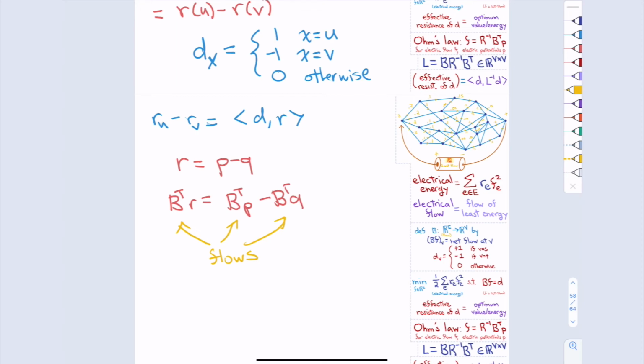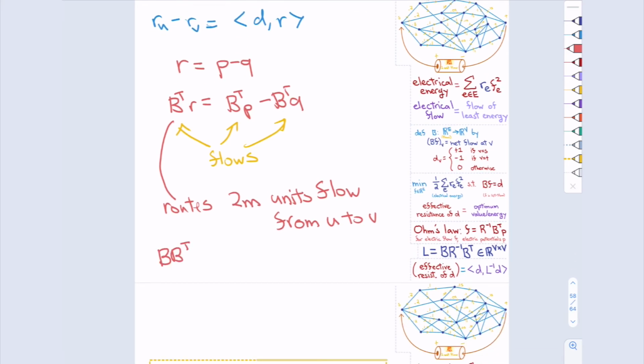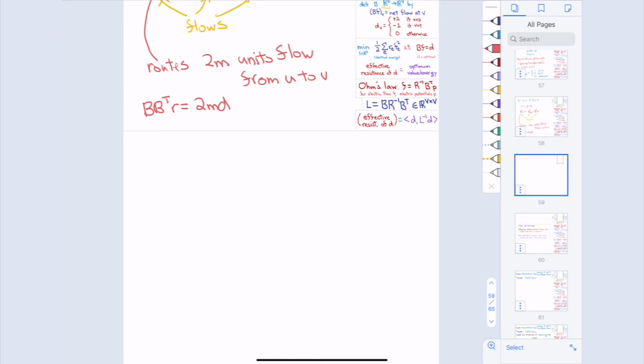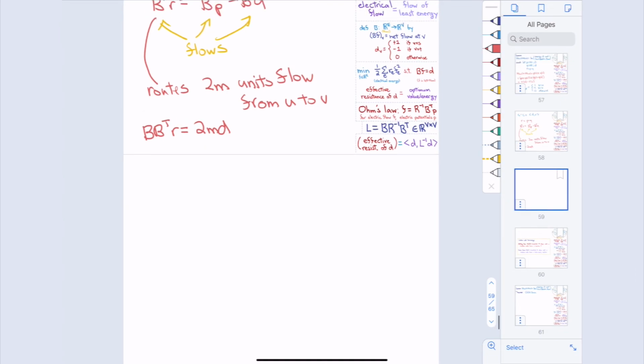Okay? So that means that what this routes is 2m units of flow from U to V. So the flow corresponding to R, which is the difference of two potentials, giving you another potential, is routing 2m units of flow from U to V. All right, so B transpose R is equal to 2m D. I think we're actually going to be able to finish, because the last lemma is going to go rather fast. Okay, so just finishing this part off though.